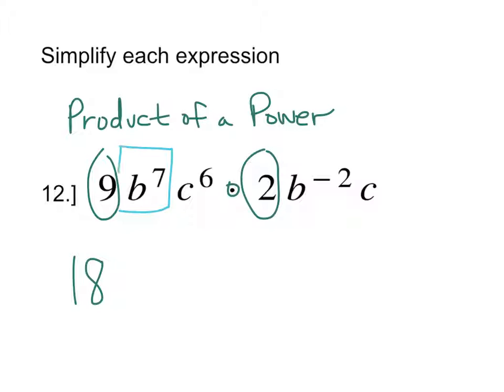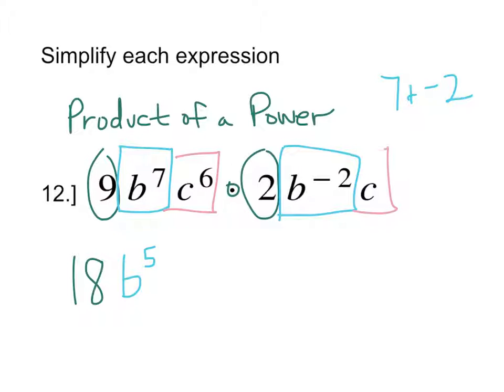Next, we have the like bases of B. For product of power, when the bases are the same and we're multiplying, we keep the base and we add the exponents. So 7 plus negative 2 equals 5. Finally, we have the like bases of C. C to the 6th and C. When there is no exponent, the invisible exponent is 1. So we keep the base and add the exponents. Our final answer then is 18, B to the 5th, C to the 7th.